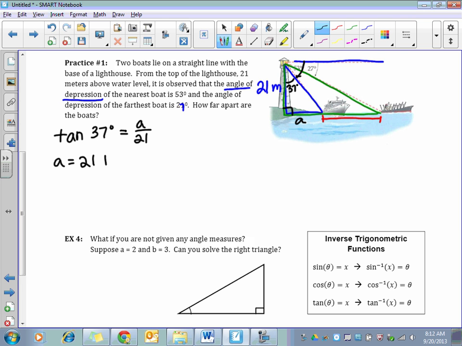Rearranging this, I'm now ready to substitute this into my calculator. Again, making sure that I'm in degree mode. And A is approximately 15.8 meters.